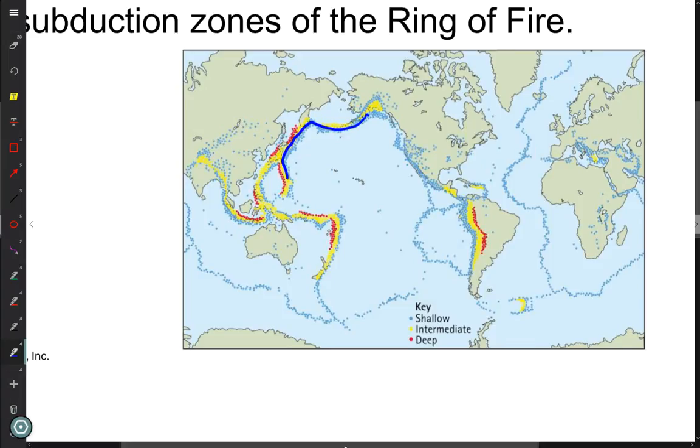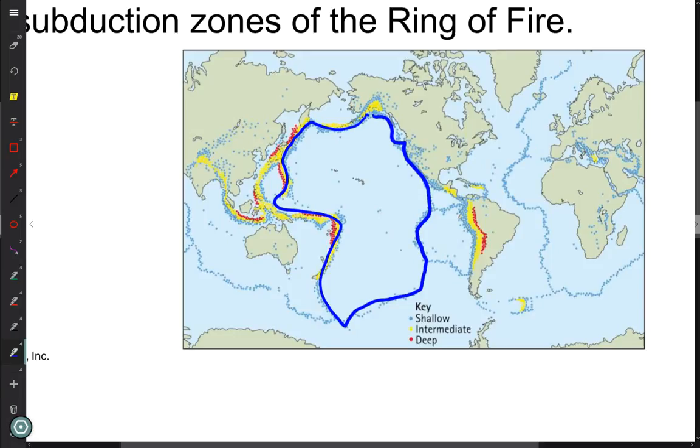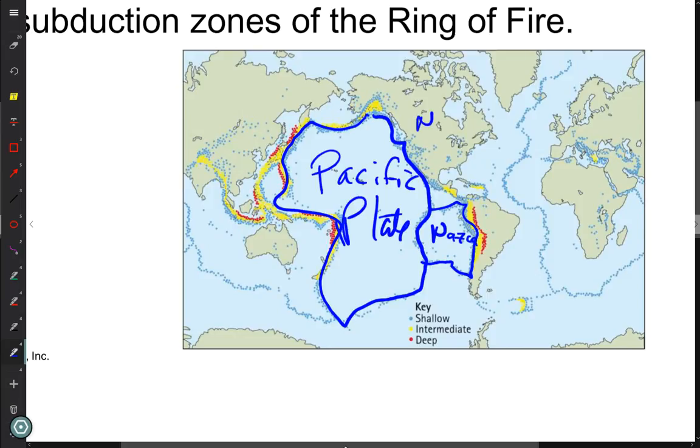See this? What's inside the blue? Ocean. Which ocean? The peaceful one, the Pacific Ocean. So this is the Pacific plate here. This one here is the Nazca plate. And we have the South American, the African. This is the North American.